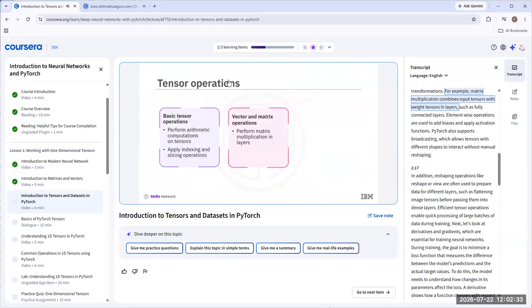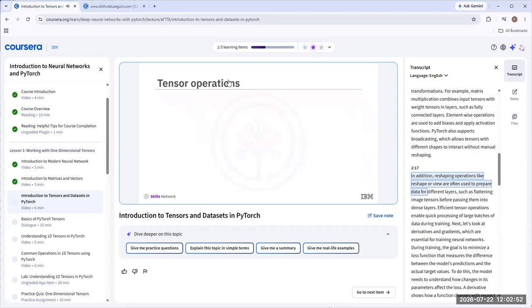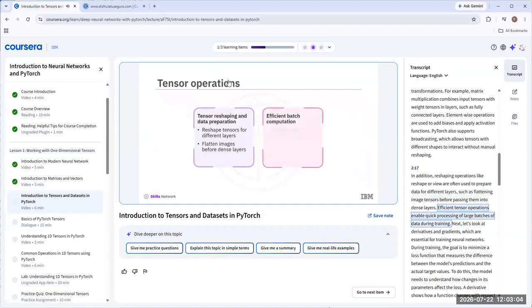For example, matrix multiplication combines input tensors with weight tensors in layers, such as fully connected layers. Element-wise operations are used to add biases and apply activation functions. PyTorch also supports broadcasting, which allows tensors with different shapes to interact without manual reshaping. In addition, reshaping operations like reshape or view are often used to prepare data for different layers, such as flattening image tensors before passing them into dense layers. Efficient tensor operations enable quick processing of large batches of data during training.